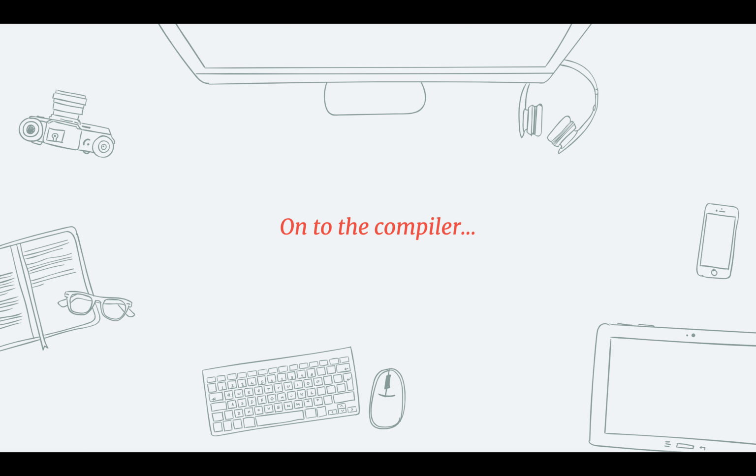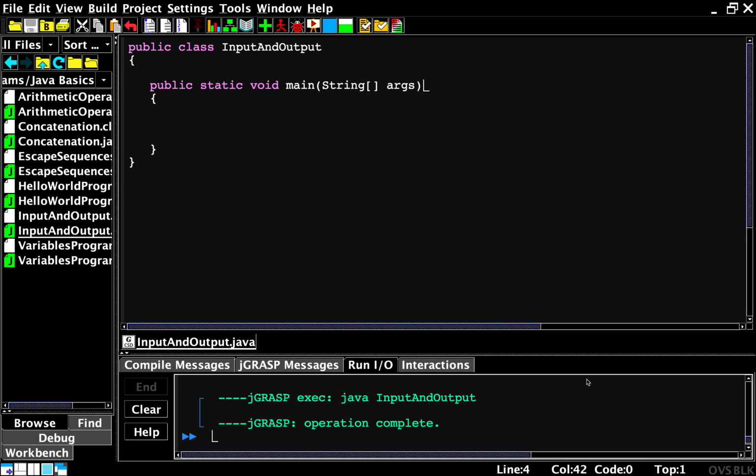So let's go to the compiler and use the Scanner class. We're in the compiler, public class InputAndOutput. That's what I named the program.